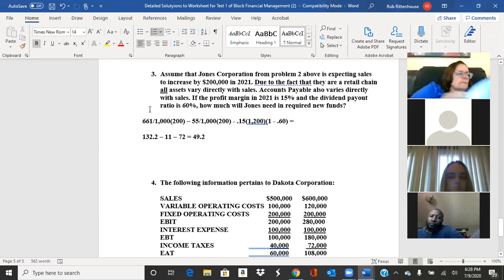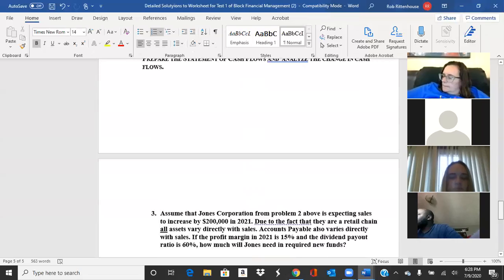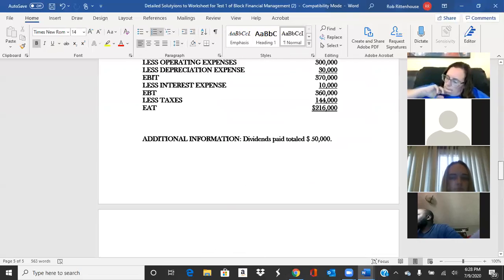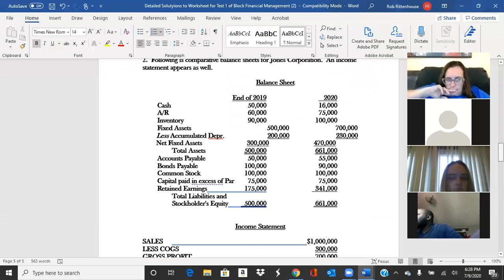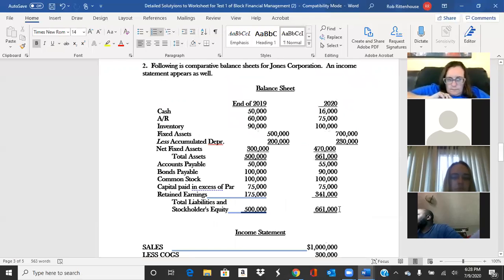So remember the formula. It says take A over S times the change in S. A is your variable asset. So in this case, we were told all assets are variable. That means, okay, at the end of 2020, we had 661,000 in total assets. Well, there's the total assets there. Okay, same thing. So that was our total assets.